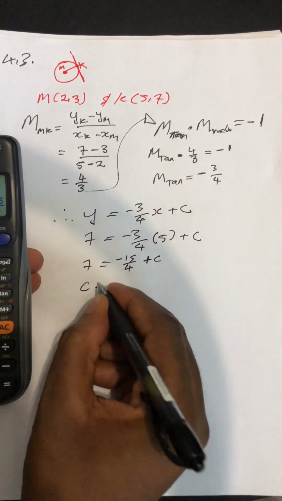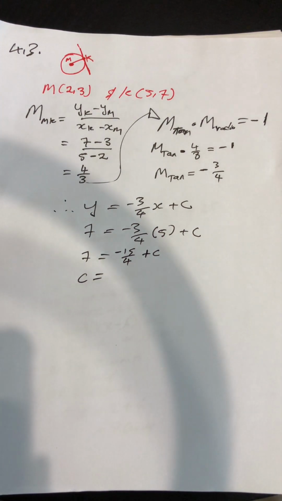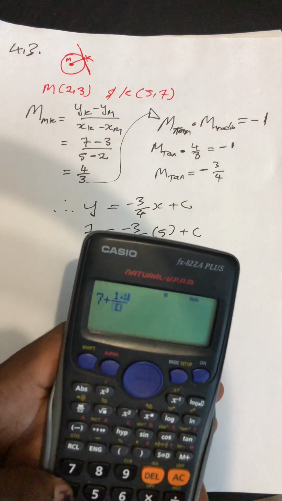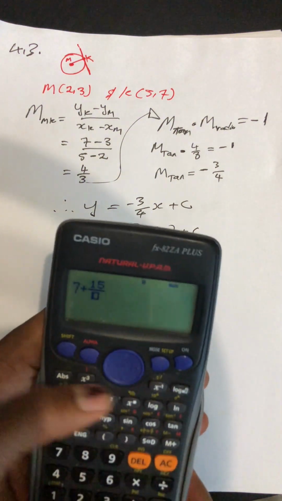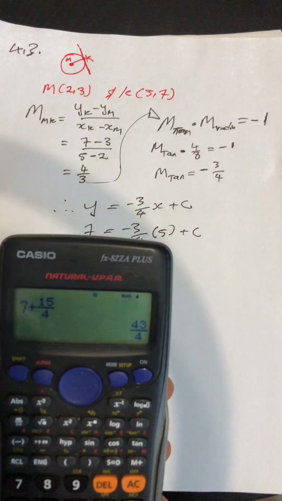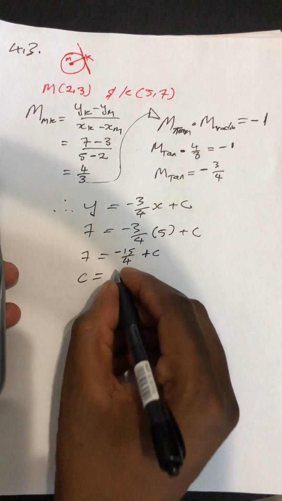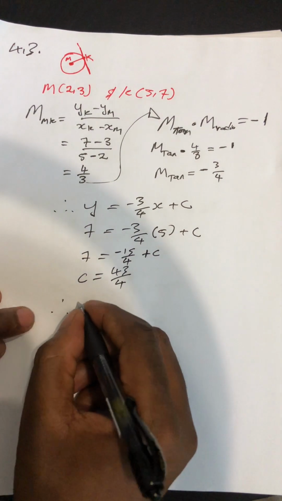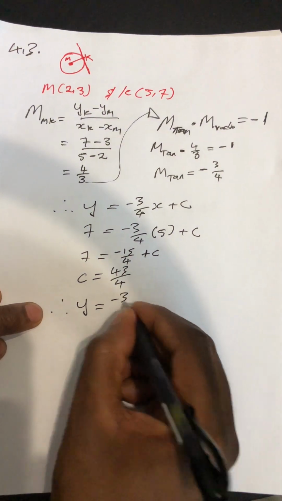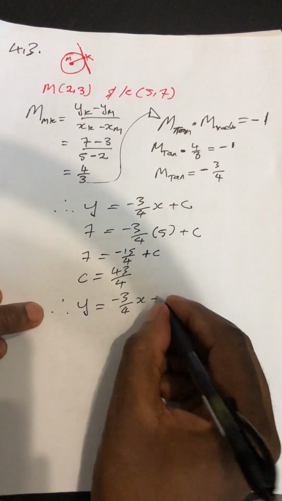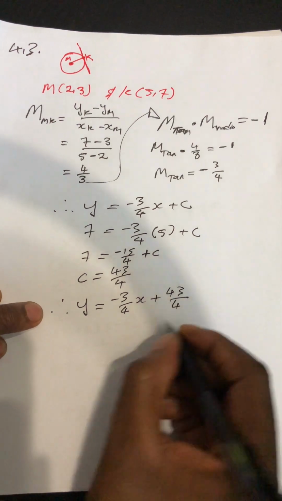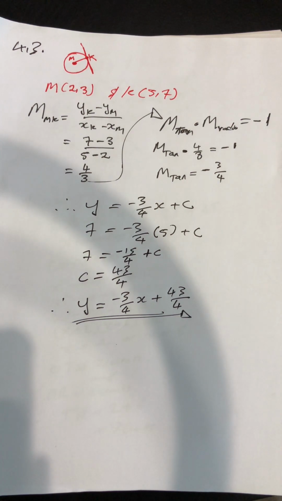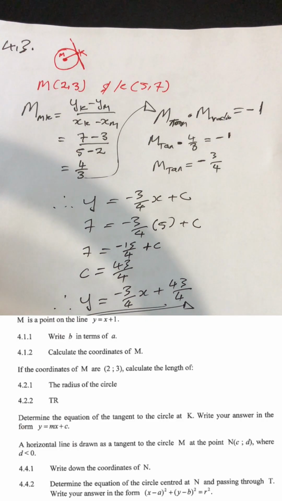Because we are looking for c, we transpose this to the other side. We now have 7 plus 15 over 4, which is 43 over 4. Then the equation of the tangent is y = -3/4 x + 43/4. That is 4.3. And then we move to 4.4.